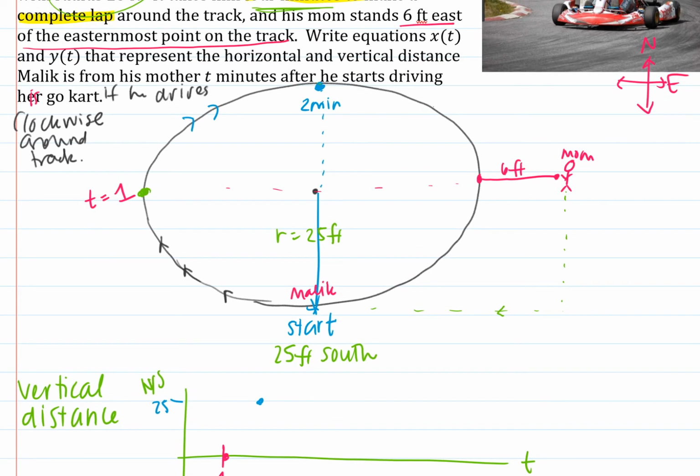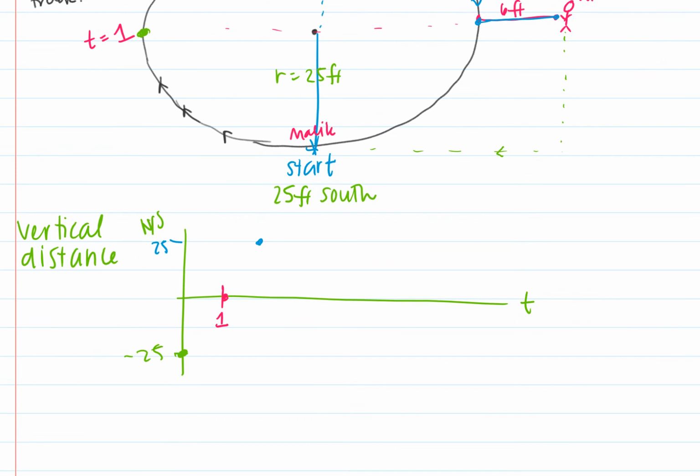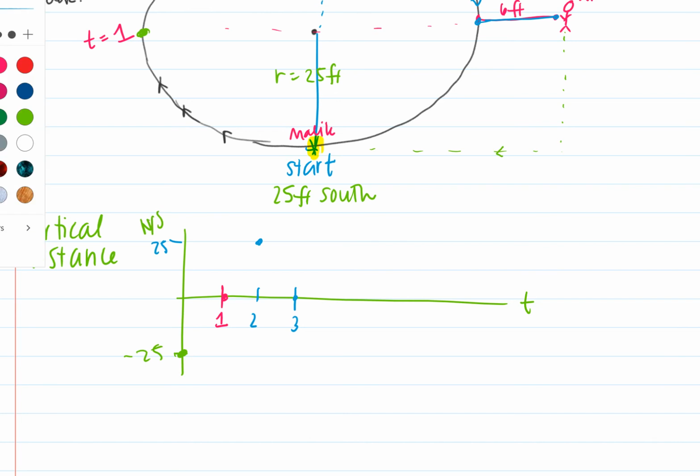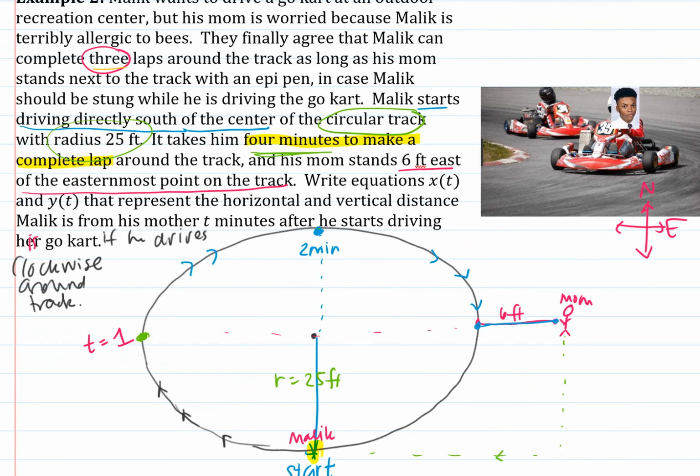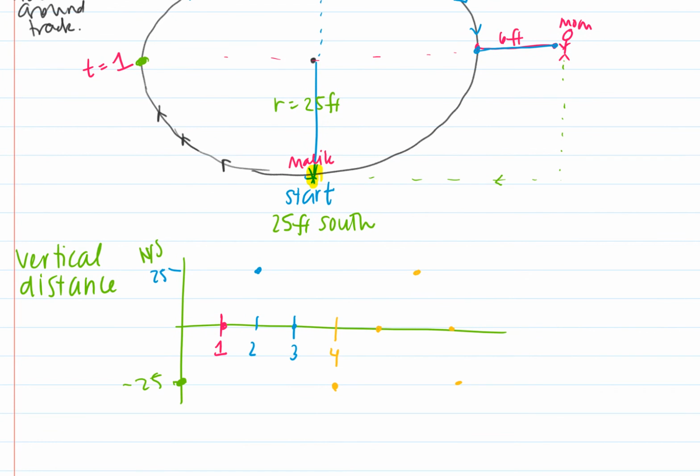And then he travels. At this point, he's standing directly west of mom. He's 0 feet above or below mom. So this is 1 full lap, so that would be 4 minutes. Oh, I'm sorry, not yet a full lap. This point here, once he makes it back to the start, this would be a full 4 minutes. And so that's why we'll say at 4 minutes, he's now, again, 25 feet south of mom. So this is going to continue, right? He's going to drive around the circle and continue to go around the track. It says he can make 3 laps around the track, so let's make this happen 3 times. We'll extend our graph a little bit.